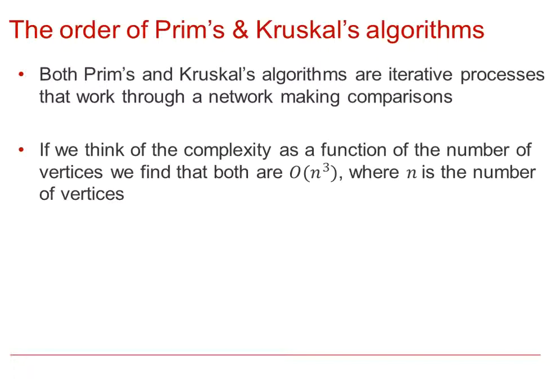Both Prim and Kruskal's algorithms are iterative processes that work through a network making comparisons. If we think of complexity as a function of the number of vertices, we find that both are order n cubed, where n is the number of vertices. In some references, you may find an alternative approach, which finds the function of the number of arcs, as these algorithms focus on choosing arcs. In which case, both are of quadratic order.